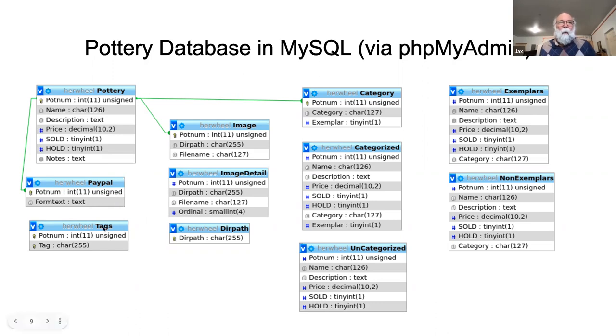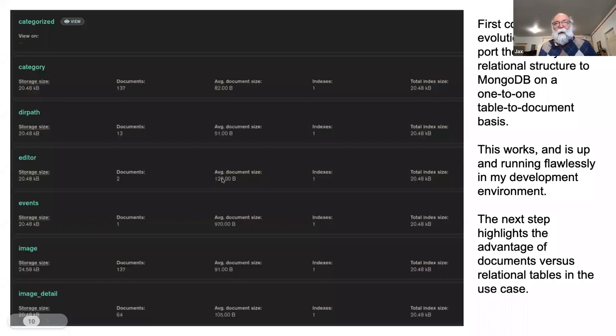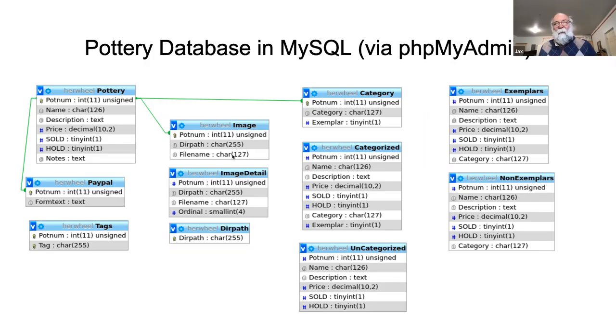And I made extra tables. And then these other ones, like tags, are one-to-many relations. There could be many tags for one pottery number. Image detail: I have the image table, and what the image table really is, is the primary image for a piece of pottery. The image detail is extra images, and that's a one-to-many relationship. Directory path is a list of directory paths that the images are stored in, because they didn't stick the images in the database itself, so it has to know where in the file system to find them.